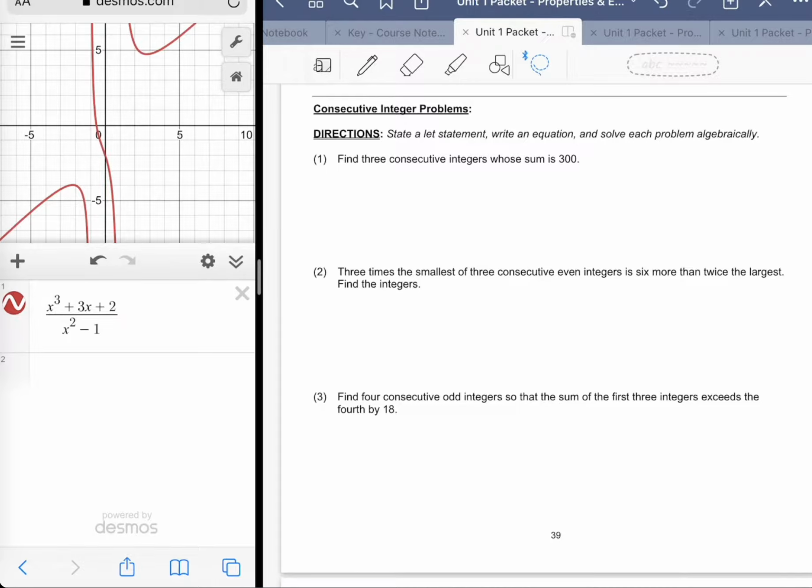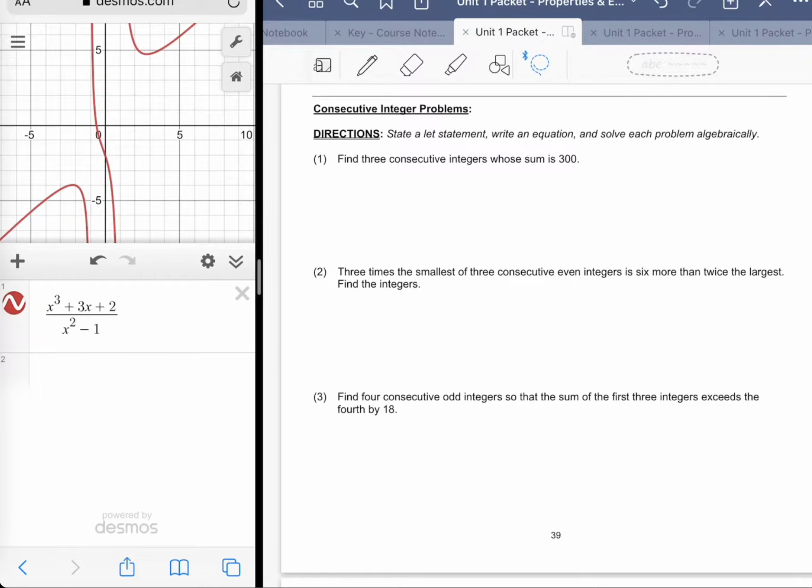All right, so it's saying explicitly that we have to do this algebraically. That's what I was saying yesterday. If it doesn't say to do it algebraically, do it any way you want. But if it says to do it algebraically, you got to do it algebraically. All right, find three consecutive integers whose sum is 300.